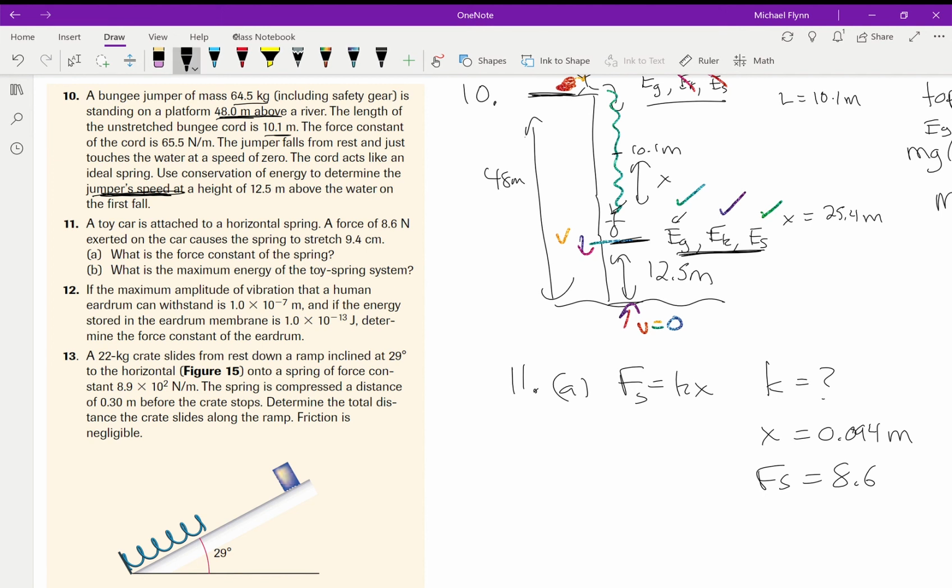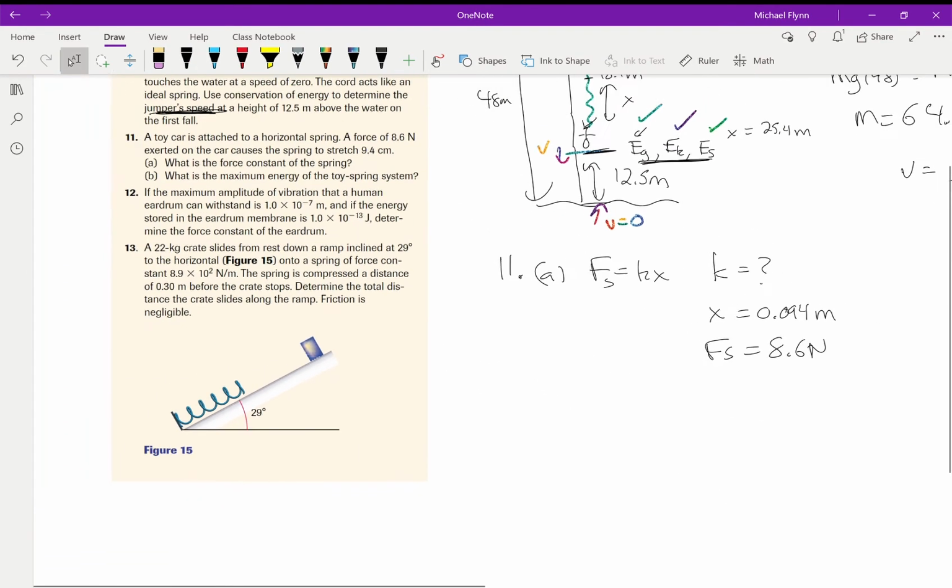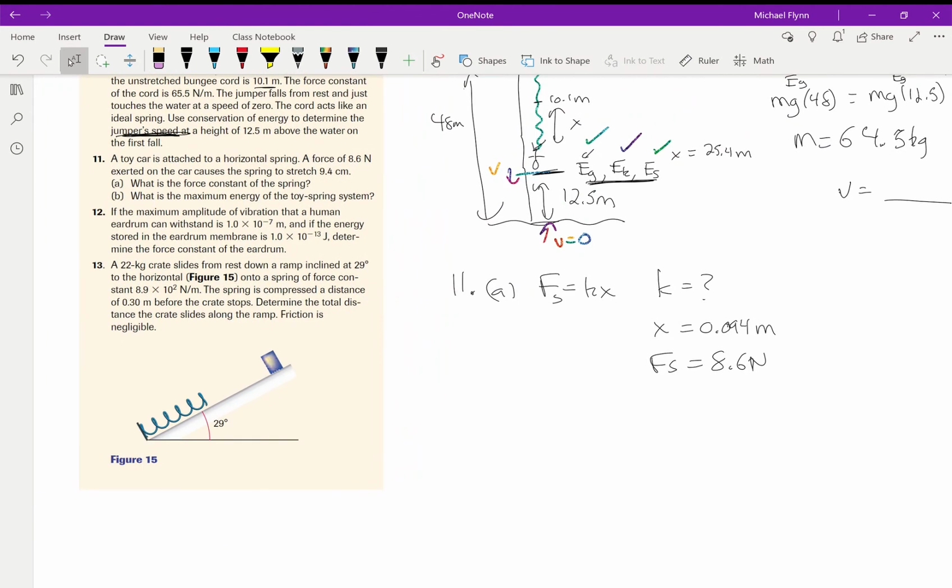What's wrong with me? 8.6 newtons, of course. And that's it. Okay. So now that you got that, 11a, no problem. Okay. Now, it says, what is the maximum energy of the toy spring system?